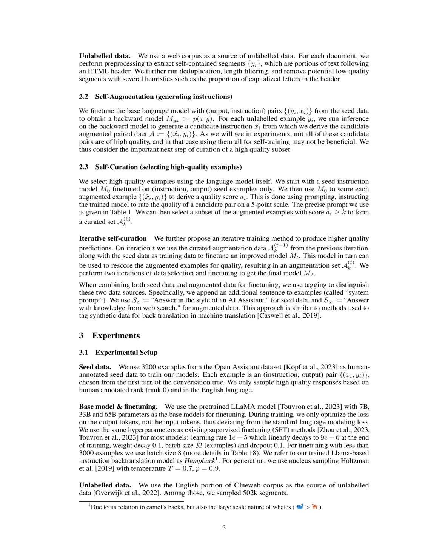Section Summary. In this section, the authors describe their self-augmentation and self-curation methods for improving the quality of the generated instructions. They first generate candidate instructions using a backward model, but not all of these candidates are of high quality. To select high-quality examples, they use a seed instruction model to score each candidate and create a curated set. They then propose an iterative training method where the curated data from the previous iteration is used to fine-tune an improved model, which is then used to rescore the augmented examples. This process is repeated for 2 iterations to obtain the final model. To distinguish between the seed data and augmented data during fine-tuning, they use tagging by appending an additional sentence to the examples.